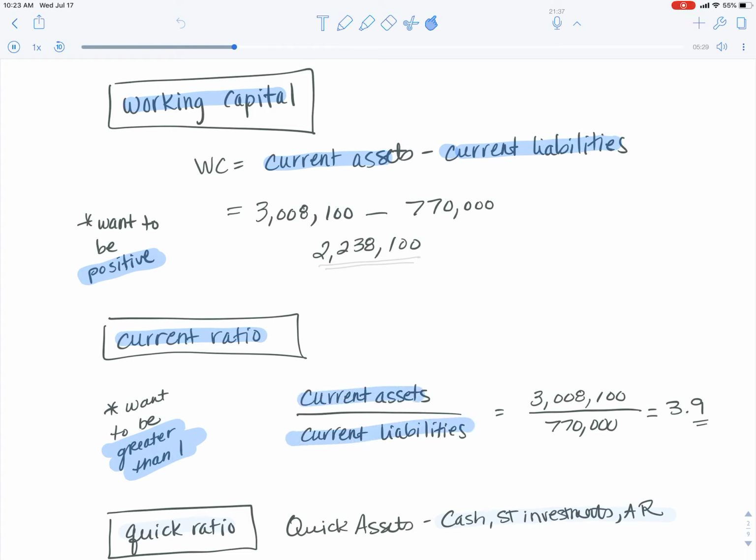And the numbers that you see here, again, are from the financial statements that I've posted. So you can calculate this on your own and then come back and check your answer to see what I came up with. Okay, the quick ratio is like the current ratio, except we take out assets that aren't really easily converted to cash. So we're only going to use quick assets instead of current assets.